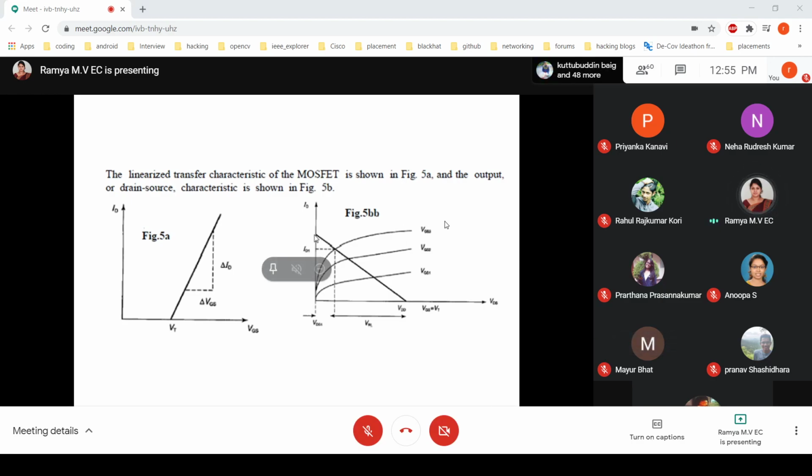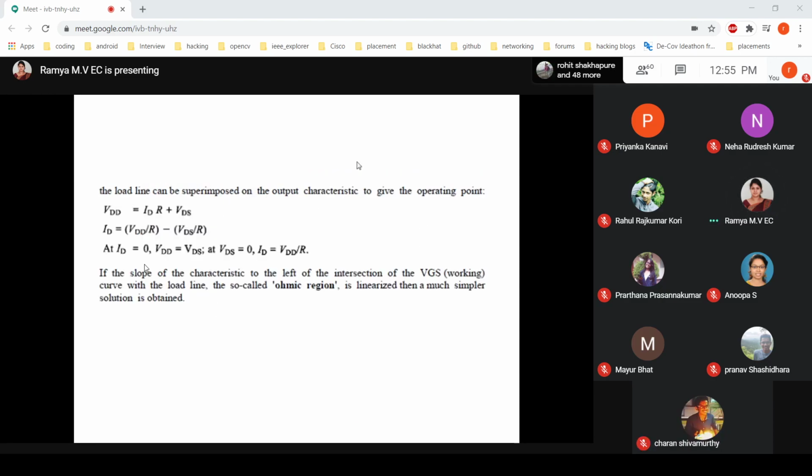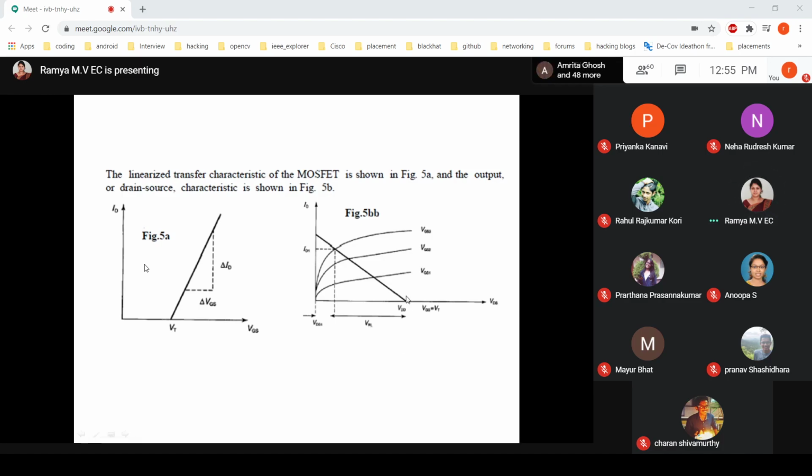Similarly, with respect to the y-axis, I'll have voltage 0 and ID equal to VDD divided by R. How am I getting this? With the help of the load line equation. What is the load line equation? VDD is equal to ID into R plus VDS. With the help of this, I can get the two points of the load line. This is point A and this is point B. Point A is VDD equal to VDS, and point B is ID equal to VDD divided by R.